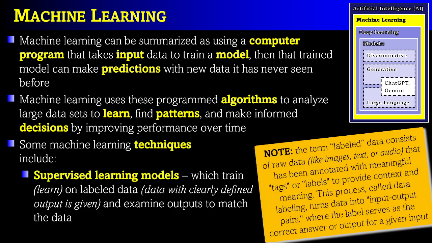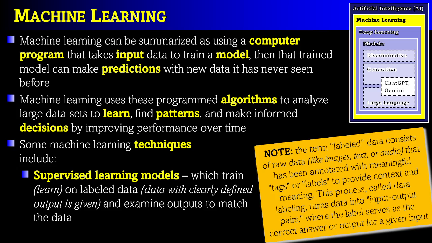Some machine learning techniques include the supervised learning model, which trains or learns on what's called labeled data. This is data that has a very clearly defined output label and examines the outputs to match the data. So note, the term labeled data consists of raw data like images or text or audio that has been annotated or provided a tag or a label to provide context and meaning.